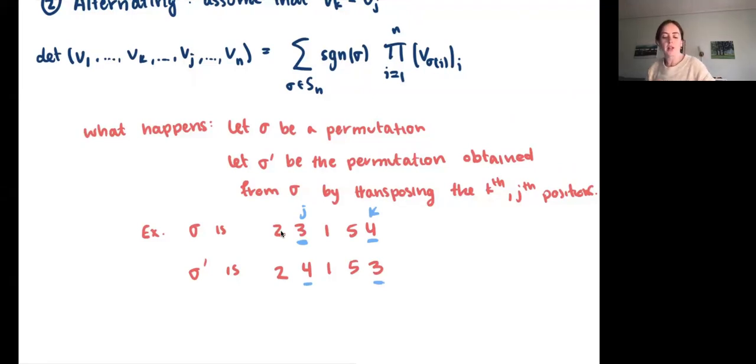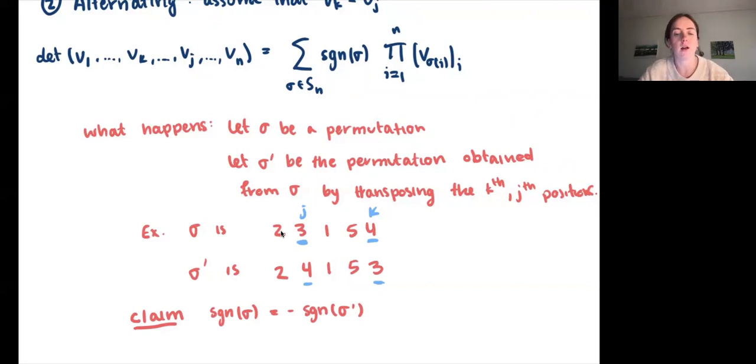Okay, so I make the following claim. My claim is that SGN of sigma is the opposite of SGN of sigma prime. I think that this is clear because, whether or not sigma is even or odd, sigma prime is obtained from sigma by doing one additional transposition. So sigma prime will have the opposite sign from sigma. Okay, so I think that that's clear.